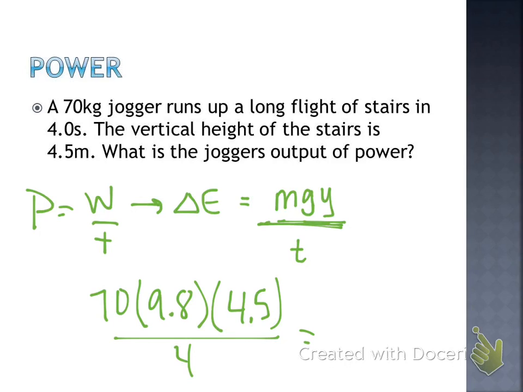Go ahead and grab your calculator if you don't have that yet. Tell me what we had for our final answer there. 771 point what? 8. Okay, good. And what's our units here? Watts. Okay, so if we put that into horsepower, what are we looking at here? 1 point something. Right, a little over 1 horsepower.